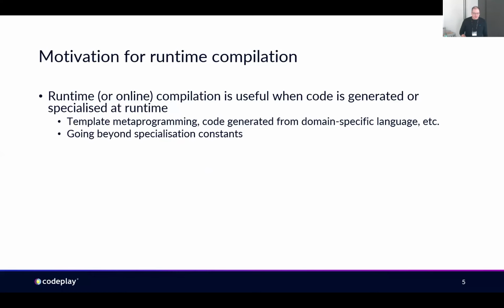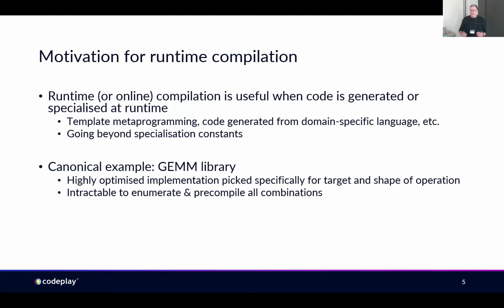So, this kernel compiler extension. Before we get into that, let's talk a bit about the motivation for runtime compilation. I think runtime compilation, or online compilation, is useful when you have code generated or specialized at runtime. We can think of template metaprogramming, or maybe you have a domain-specific language that creates your SYCL code at runtime and so on. This is where this kind of runtime compilation would be useful. It's a form of specialization that goes beyond what's already in SYCL, going beyond specialization constants, for example.